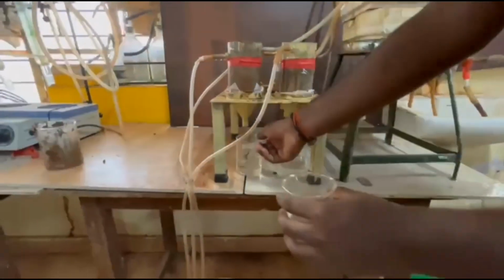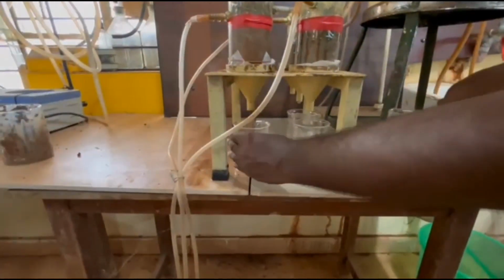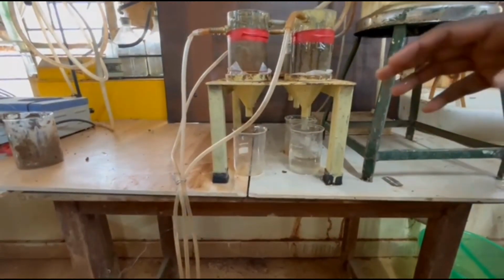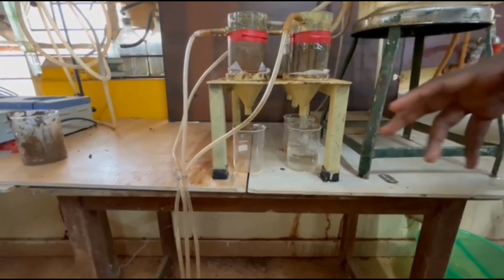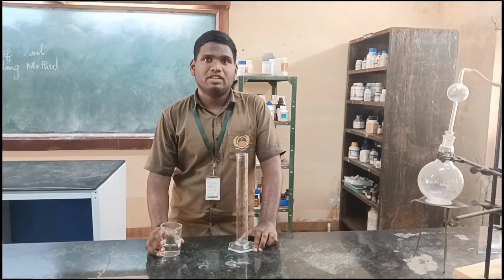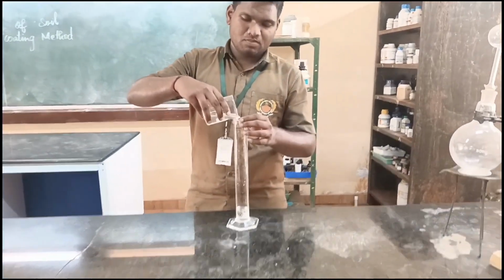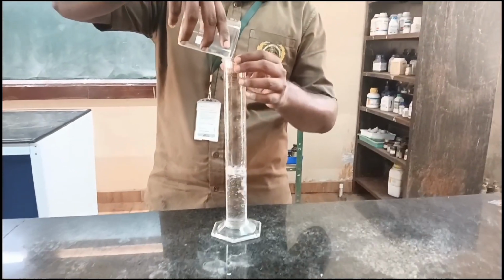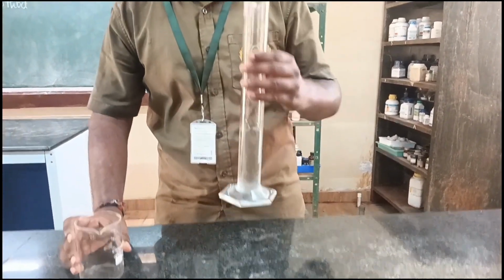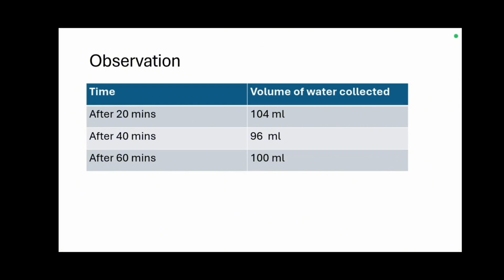After 20 minutes, take out the beaker and place a new beaker inside it. We have to do this for 60 minutes and record the observations. After collecting the filtrate in the beaker, measure it using a measuring cylinder and note down the volume of water collected for every 20 minutes, continue doing this for 60 minutes, and finally find the average.